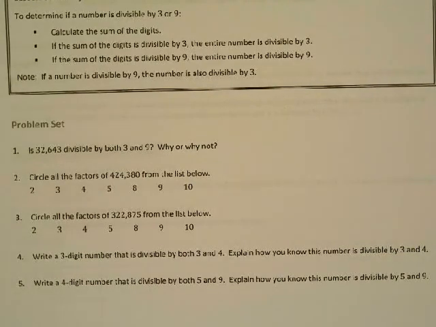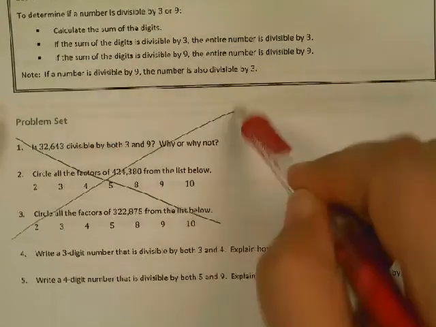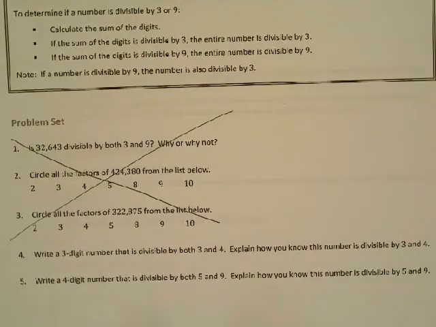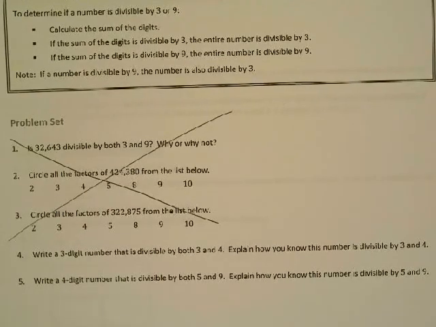So for today's problem set, you are only going to do 4 and 5. So you're going to skip 1, 2, and 3. You're going to only do 4 and 5. So for number 4, you're going to write a 3-digit number that's divisible by both 3 and 4. And for number 5, you're going to write a 4-digit number that is divisible by both 5 and 9. And then you'll go on and do today's exit ticket. If you have any questions for me, please let me know.